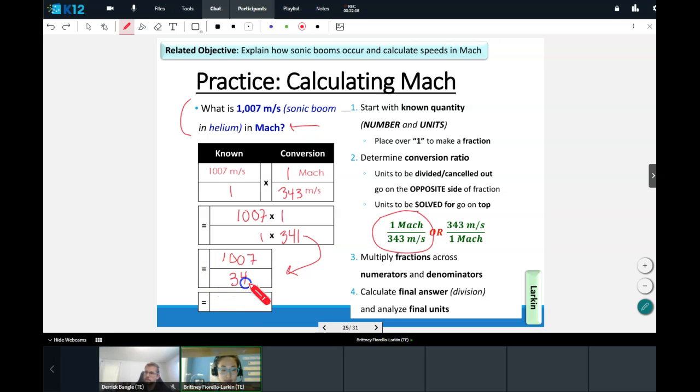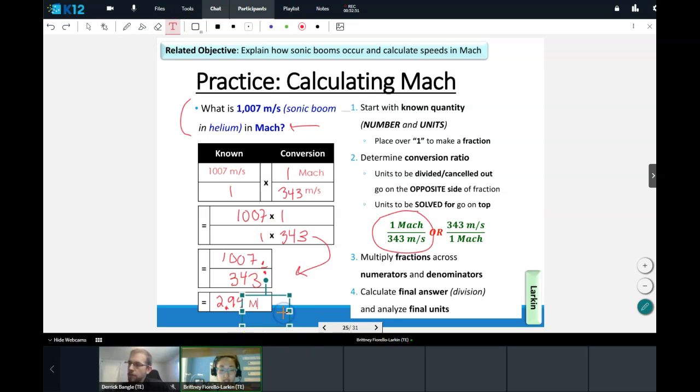So let's do the top divided by the bottom. Grab a calculator. Tell me in the chat, what is 1,007 divided by 343? Where am I getting this 1 from? Yeah, I believe you should be rounding, right? So 2.94, I believe. All right. And you're right. This would be Mach 2.94.